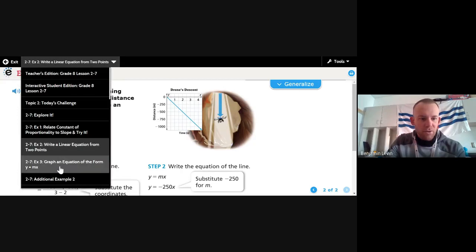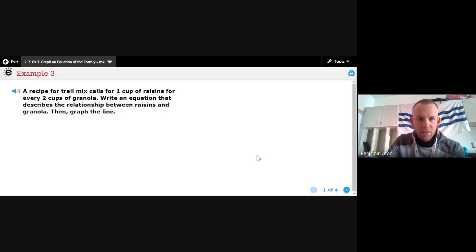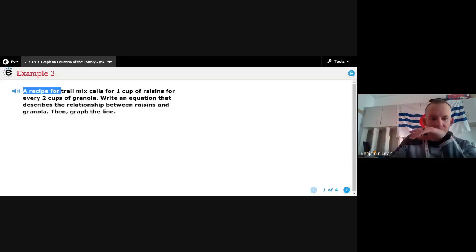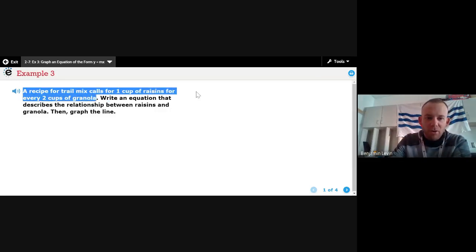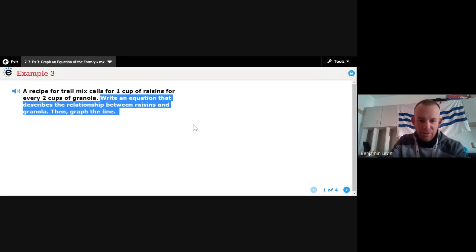All right, let's go on to 2.7 example 3. It's asking us to graph an equation. A recipe for trail mix calls for 1 cup of raisins for every 2 cups of granola. Okay, so there's our unit rate. 1 cup of raisins per 2 cups of granola. In this instance, it's a proportion instead of a unit rate, but it's the same idea. Write an equation that describes the relationship between raisins and granola, then graph the line.